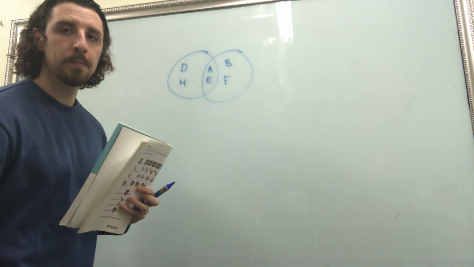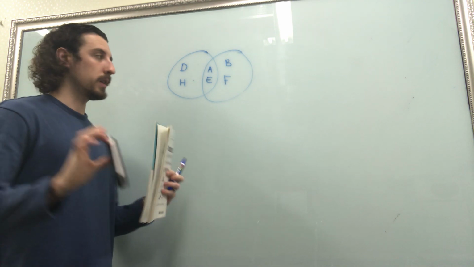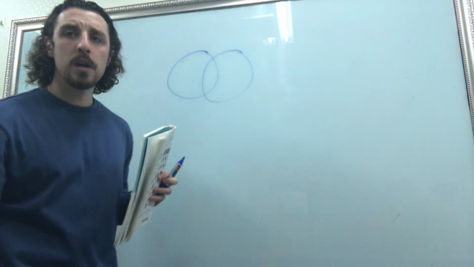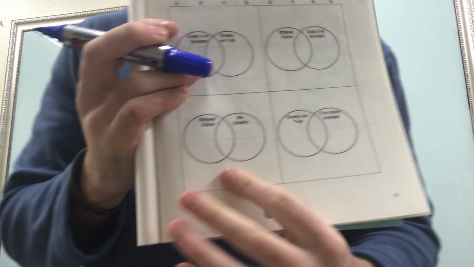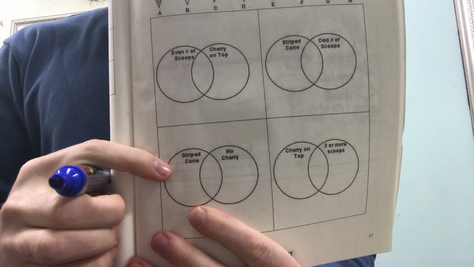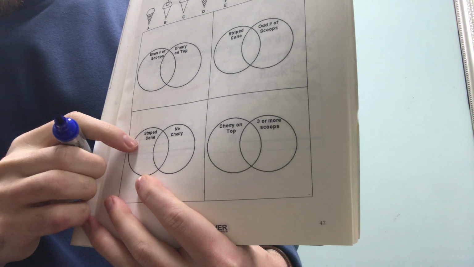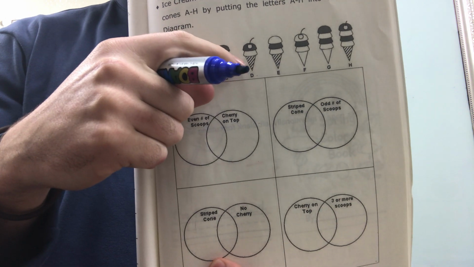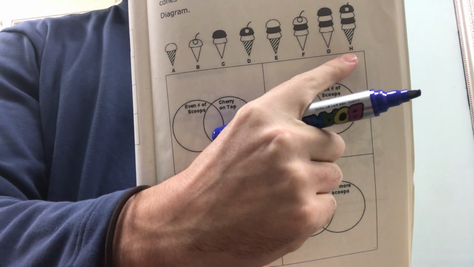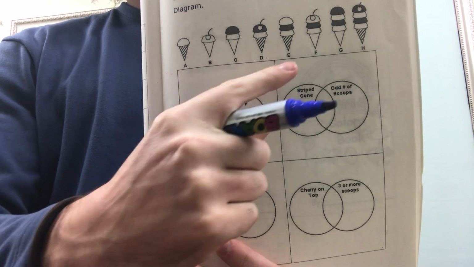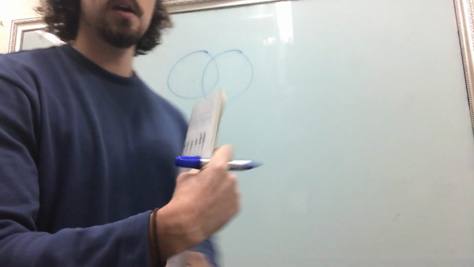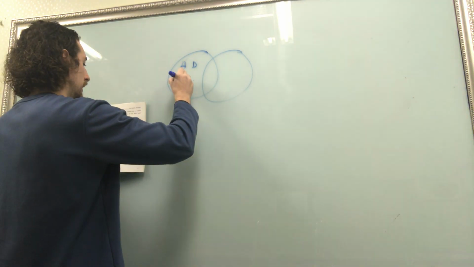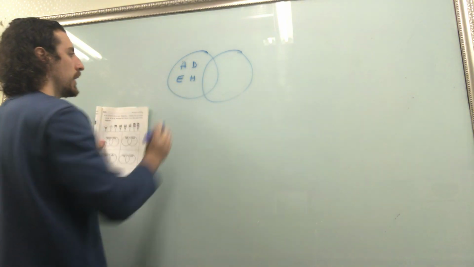Okay? Number 2. Got it? Okay, let's move on. Now, if you are confused, let's try and do this a different way. Okay, so let's go to number 3. We have striped cone, no cherry. So let's look for the stripes. A is striped, D is striped, E is striped, and H. A, D, E, H. So let's do A, D, E, and H.